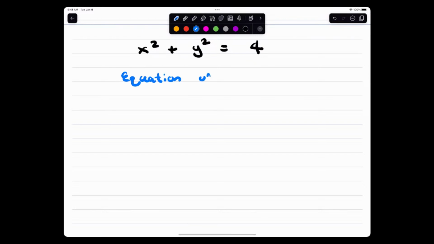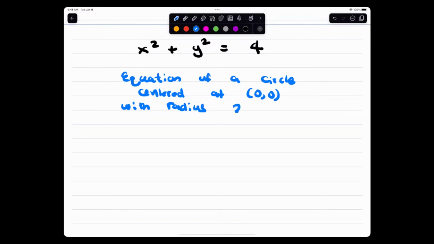Equation of a what? Circle. Centered where? Good. At the origin with radius what? 2. You might say, is it really?